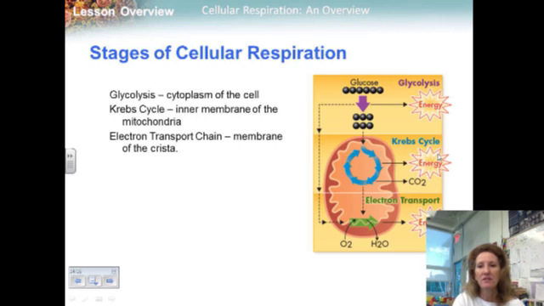All right, the three main stages of cellular respiration are glycolysis, the Krebs cycle, right here, and the electron transport chain. That sounds a little familiar, doesn't it? Might remind you of photosynthesis a little bit. So glycolysis occurs in the cytoplasm of the cell. The Krebs cycle is in the inner membrane of the mitochondria, called the cristae, and the electron transport is actually in the membrane of the cristae. So just to give you a preview of where these things are occurring.